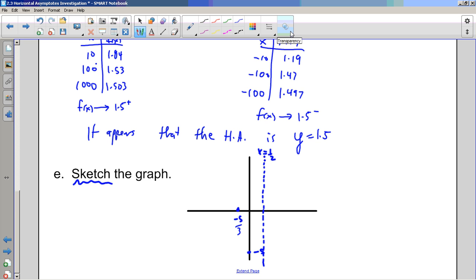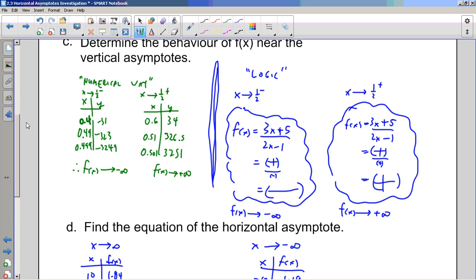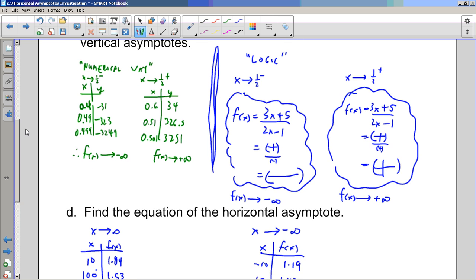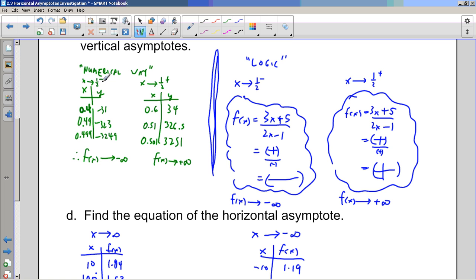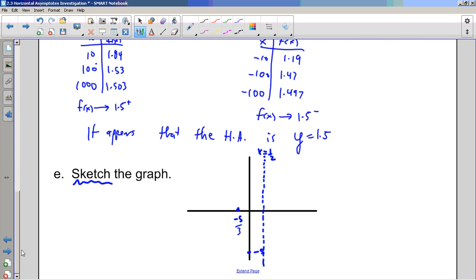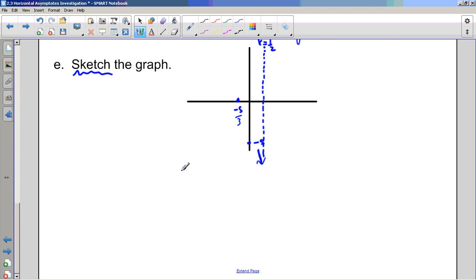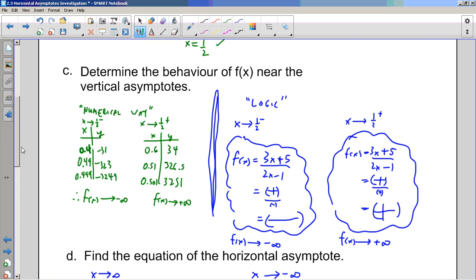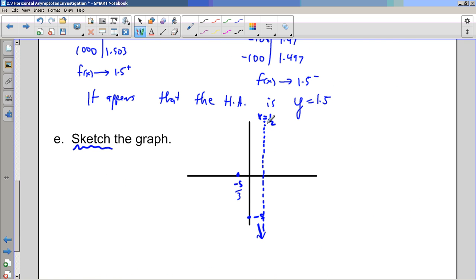So, what was next? The horizontal asymptote. Oh, the behavior near the vertical asymptote. That was part C. So as x approaches a half from the left, it goes to negative infinity. So we know it goes down like that. And same thing on the other side, it goes to positive infinity when x is to the right of a half. So it looks like this, right?